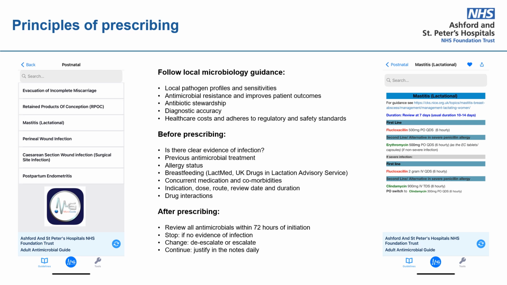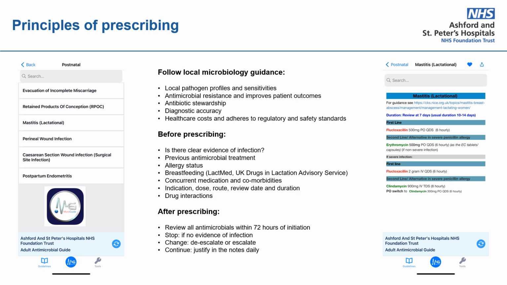Why is it important to follow local microbiology guidance? It is important for several reasons, all of which contribute to the effective treatment of infections and the control of antibiotic resistance. First, local microbiology guidelines are based on the most common bacterial pathogens and their resistance patterns in a specific geographic area or healthcare setting. These guidelines ensure that antibiotics are chosen based on organisms that are circulating locally, maximising the chance of effective treatment.